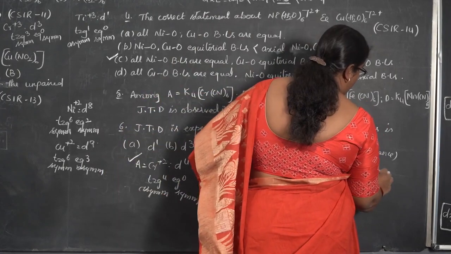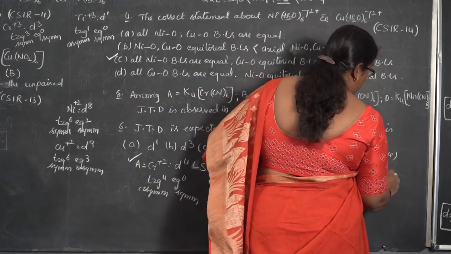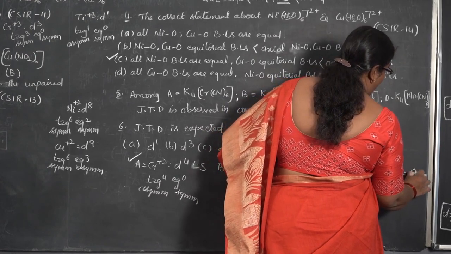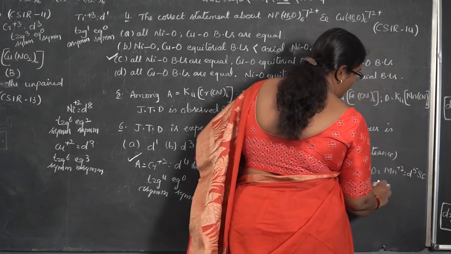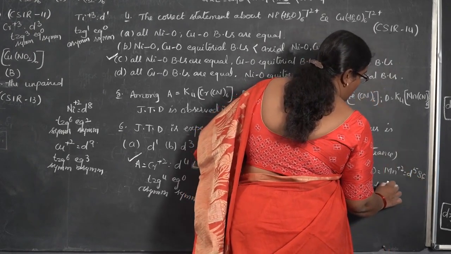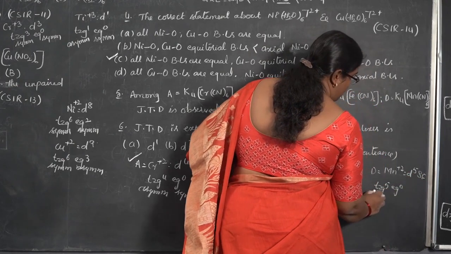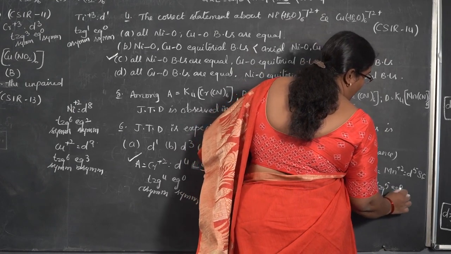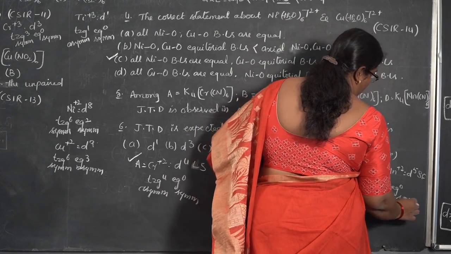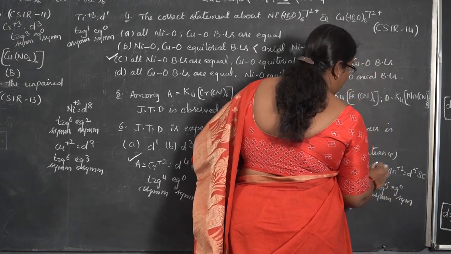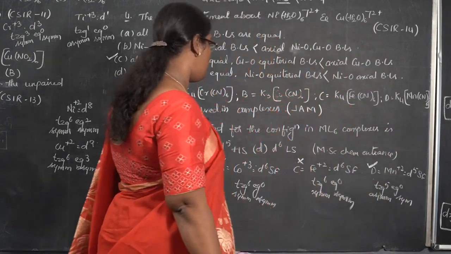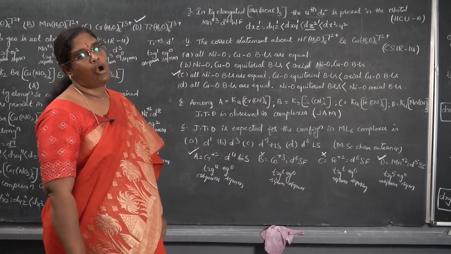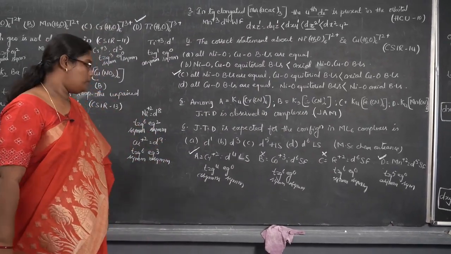And when we go for D option, metal is Mn plus 2, it is D5, cyanide is strong field. So we write the configuration as T2G5 Eg0. So T2G5 is asymmetric and Eg0 is symmetric. So we find the distortion in D complex. So Jahn-Teller distortion is observed in A and D complexes, A and D.